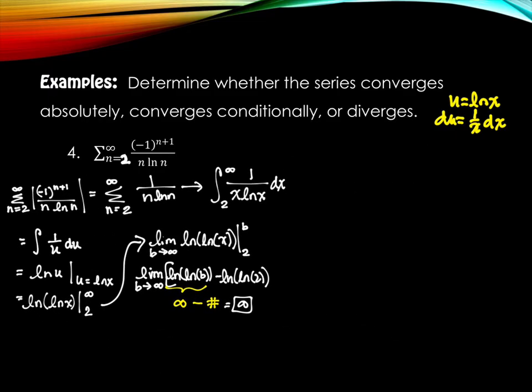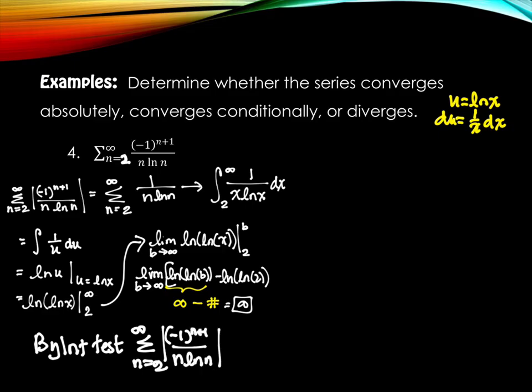All right, so all of this is telling us then by the integral test, the summation from n equal to 2 to infinity, and I'm going to go back to the original one that I had, which had the absolute values on it, diverges. Right? The integral diverges, so the series diverges as well. That's what the integral test tells us.